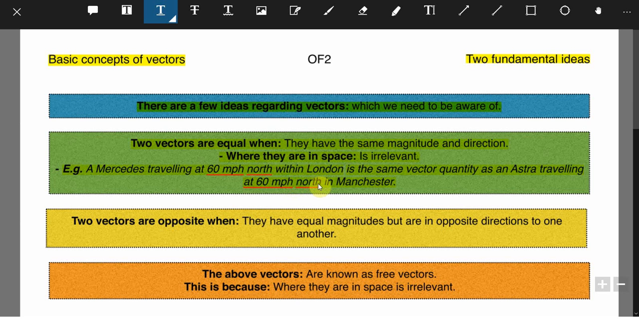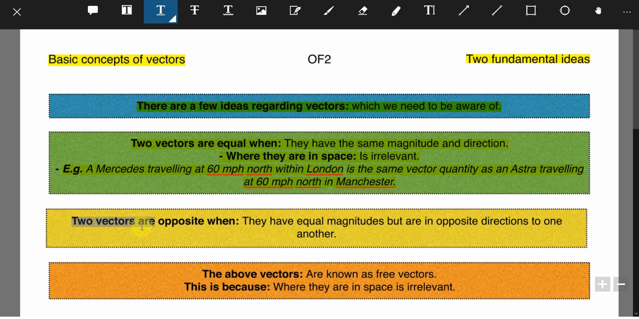So a vector, as we should know now, is made up of a magnitude and a direction. For these two vehicles, the magnitude and direction is exactly the same. However, what's different is the type of vehicle, which does not matter in the slightest, and also the area or region within space, because one is within London and one is in Manchester. So where they are in space is different.